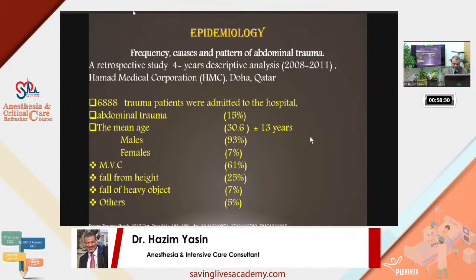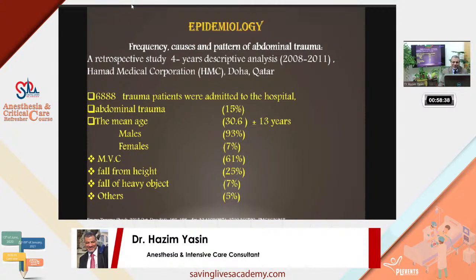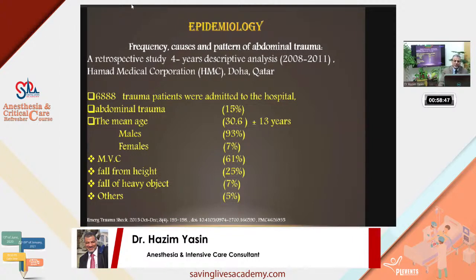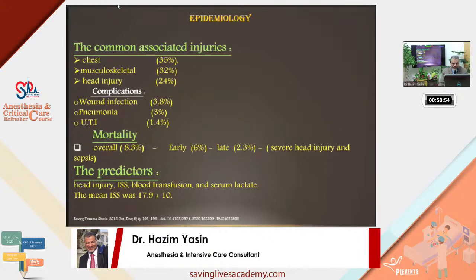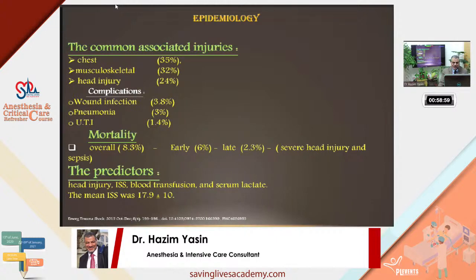93% of them were males, and females, of course, are so cautious in avoiding accidents, so they were only 7%. Motor vehicle crash was 61%. Fall from height was 25%. Fall of heavy objects was 7%. Others was 5%. These others include maybe surgical complications, maybe inadvertent events in the OR or in the hospital.